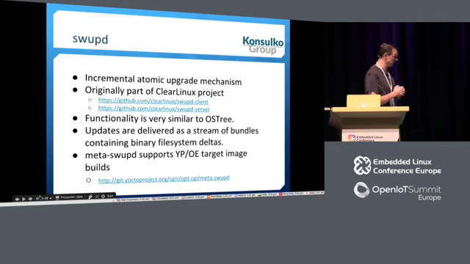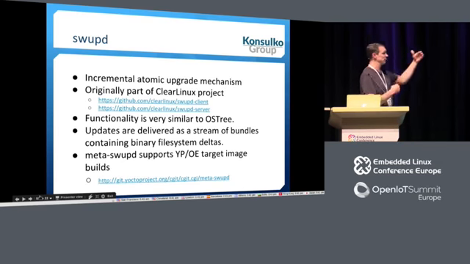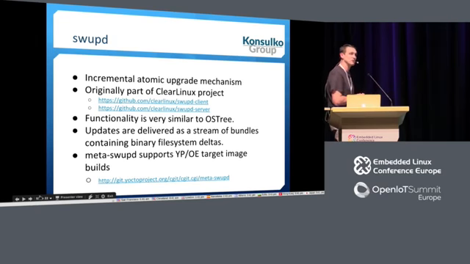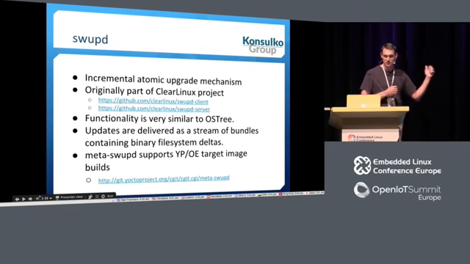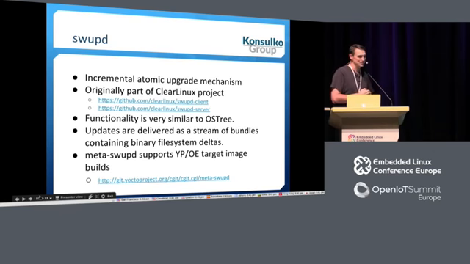They have a notion of a delivery stream, like we talk about with these delivery streams of bundles in their terminology, and it's the same binary file system delta approach. Okay. And then they also, like everybody, have an OE layer, meta-swupd, so that you can create an image that embeds all of the client and a file system that conforms to their requirements. So you can find that there at the Yocto Project site.